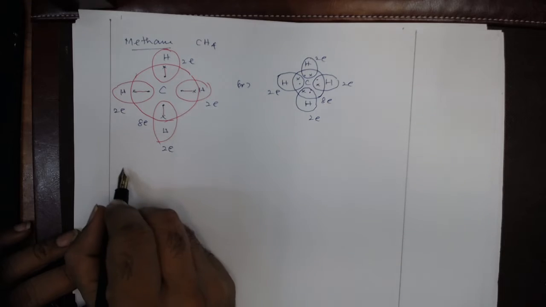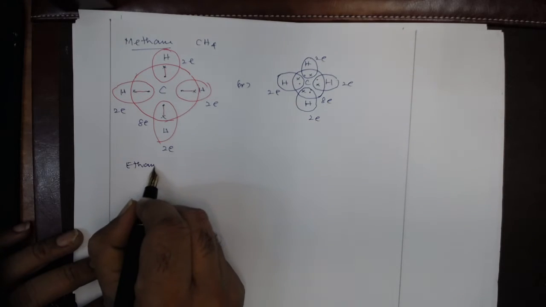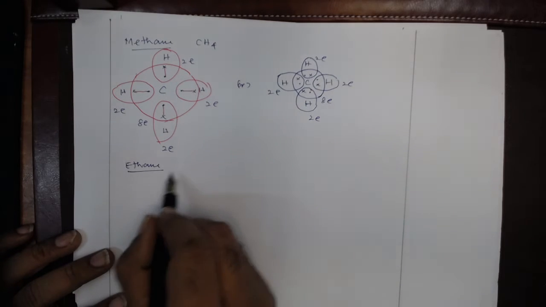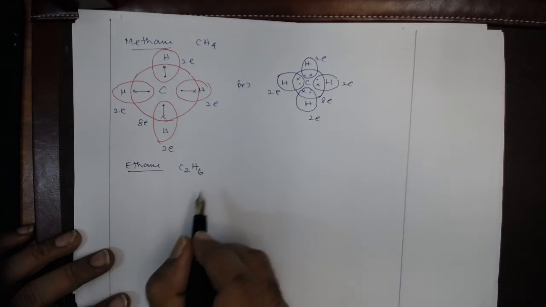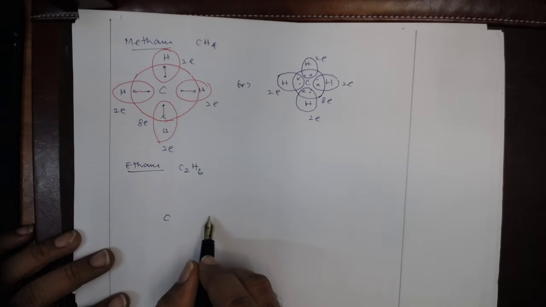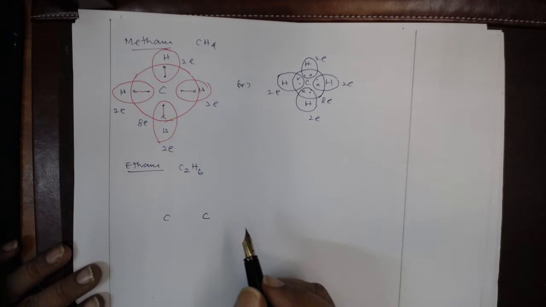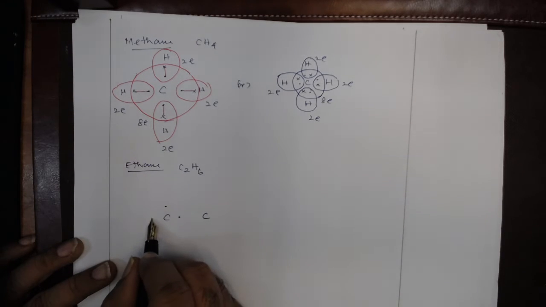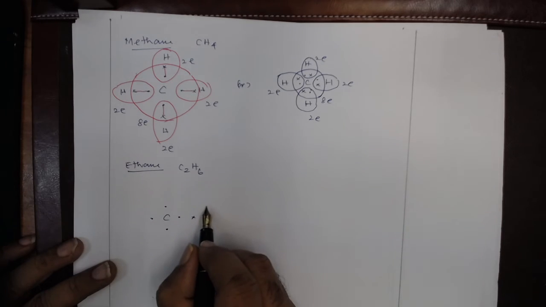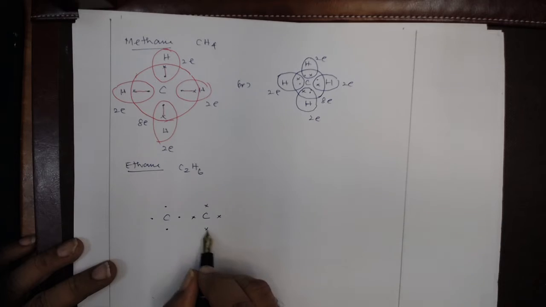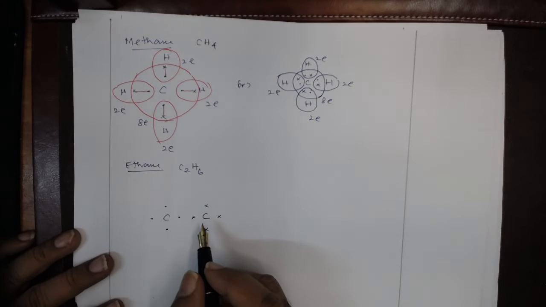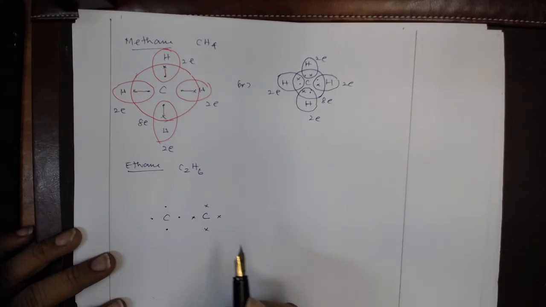And then for ethane, let us try. Ethane, what is the molecular formula? C2H6. So you can put 2 carbon atoms, and in between that, for each carbon you should have 4 valency. So let me indicate by this. I am just distinguishing the type of electron as dot and cross to distinguish the 2 sets of electrons.